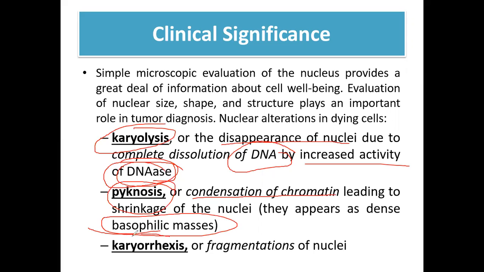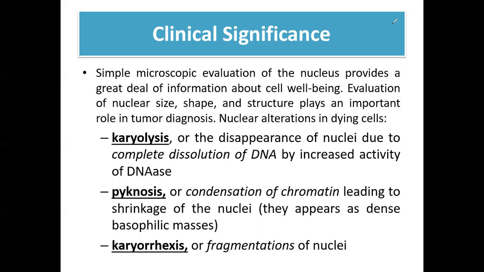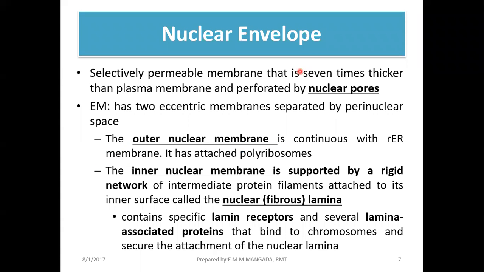And then lastly, we have your karyorrhexis, or the fragmentation of the nuclei. Okay, so these are the different changes in the cell nucleus when the cell is dying. And this is very important in disease diagnosis, especially in tumor or cancer diagnosis among patients. So first, let's discuss the nuclear envelope.